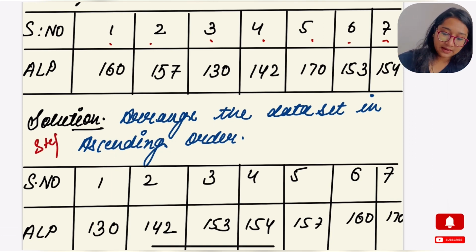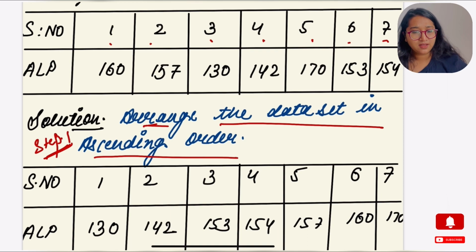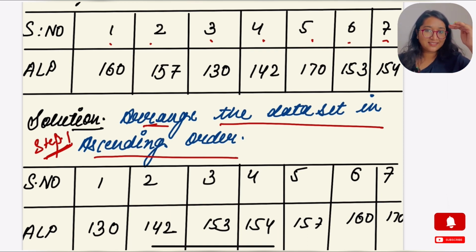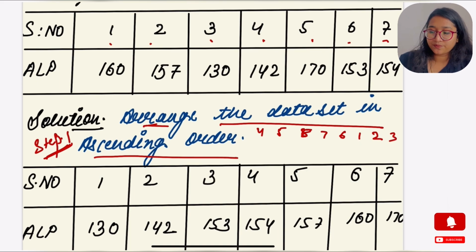So the very first step is that we have to arrange the data set in ascending form. What is ascending form? It means in serial order, going by this, then this, then this. Let me give an example, say 4, 5, 8, 7, 6, 1, 2 and 3. I have given just numbers so that you know what ascending order is. I am making it clearer. The ascending order is this.